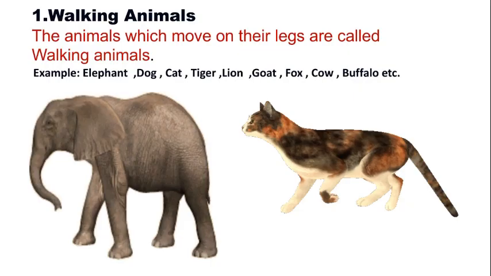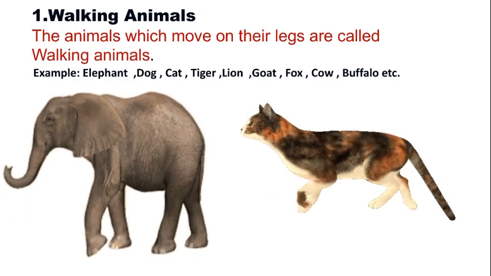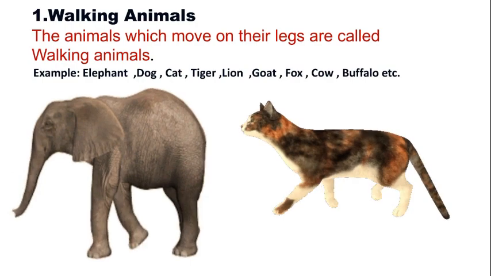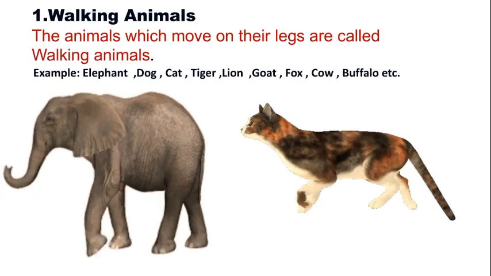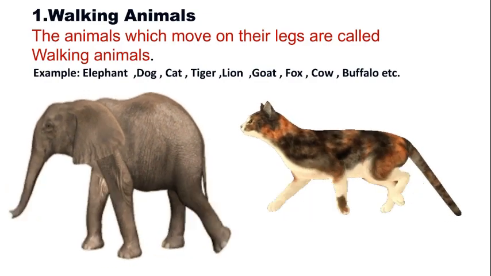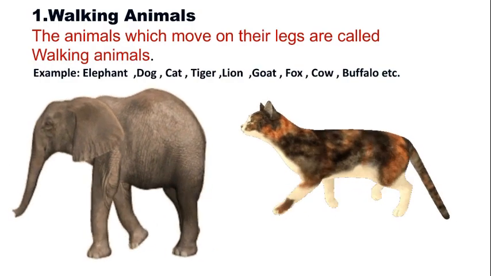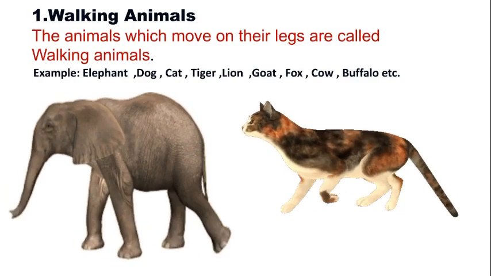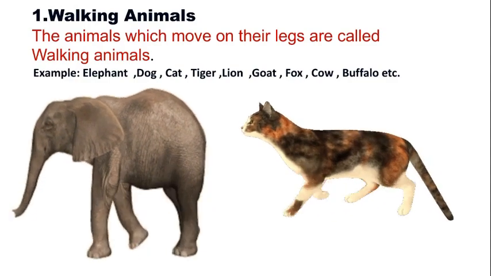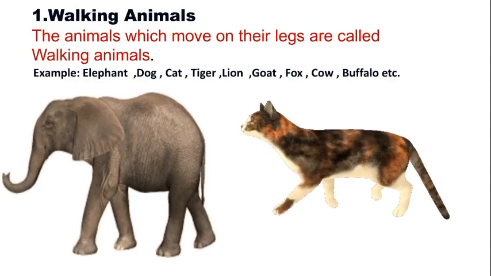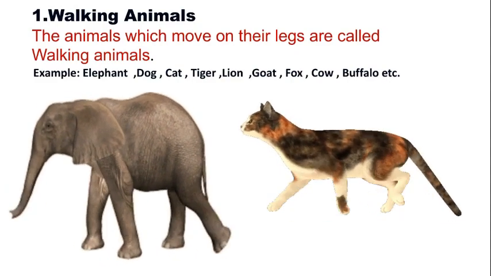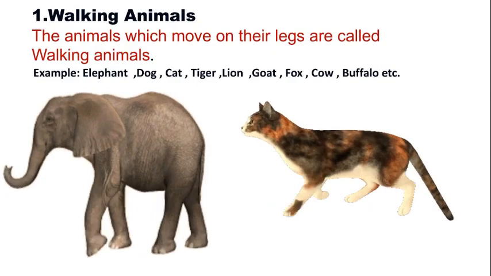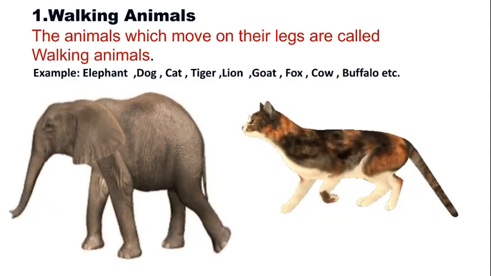First one is walking animals. What are walking animals? The animals which move on their legs are called walking animals. For example, elephant, dog, cat, tiger, lion, goat, fox, cow, buffalo, etc. Here in this picture, you can see, children, how the elephant is walking on its legs. This elephant has four big legs, a tail, a trunk and big ears. So it is walking on its legs. And even a cat walks on its legs only, isn't it? Yes. So this type of animals are called walking animals.